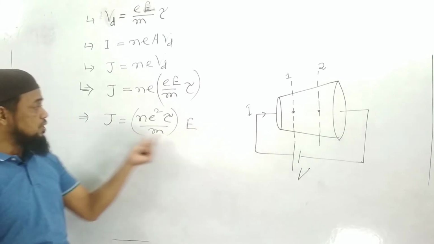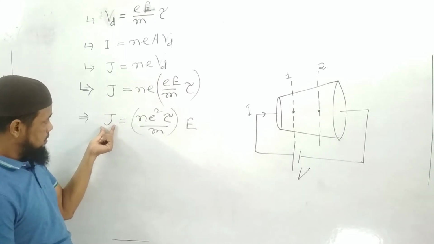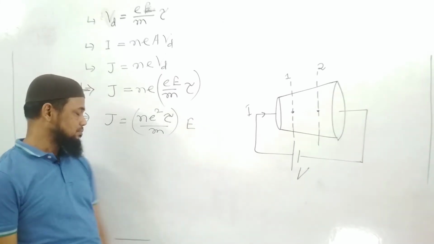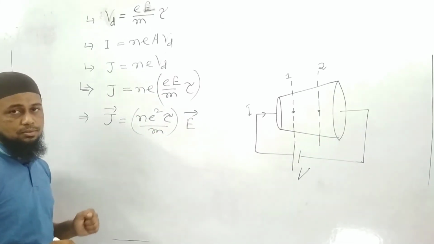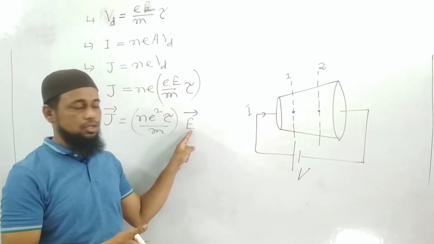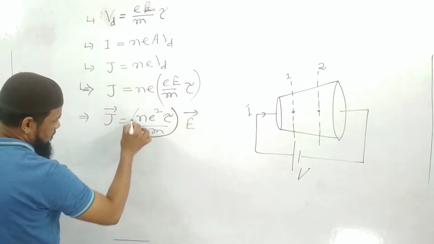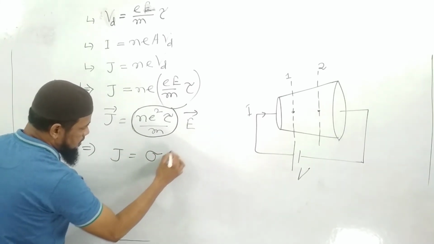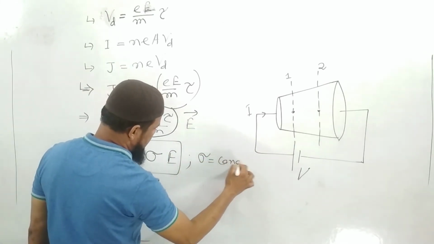So we have got a relation involving some fundamental vectors of electrodynamics. J, the elementary vector of electrodynamics, and this is the electric field, another vector. If I put J bar, this will become E bar, both in the same direction. J bar is opposite to the direction of motion of electron, and E bar is also opposite to the direction of motion of electron. So this part can be represented by J is equal to sigma into E. What is this sigma? The sigma is called conductivity.